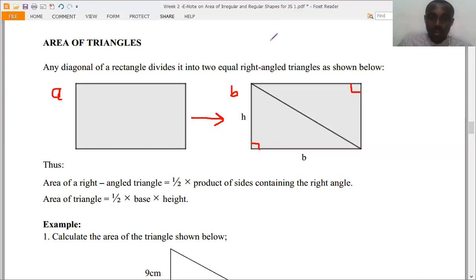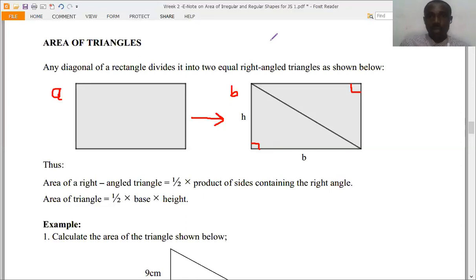We saw that to calculate the area of a rectangle, all we need is just the length and the breadth. So the area of a rectangle is length times breadth. And I also explained in the previous video that you can solve for the length given the area and the breadth. When you divide the area by the breadth, you get the length. Similarly, when you divide the area by the length, you get the breadth.